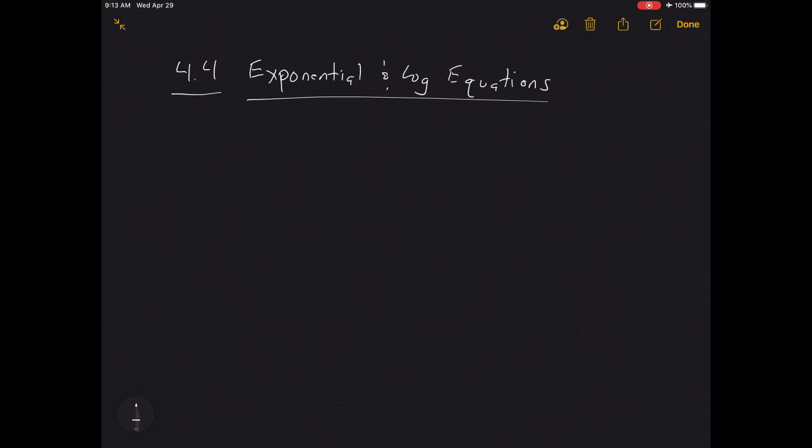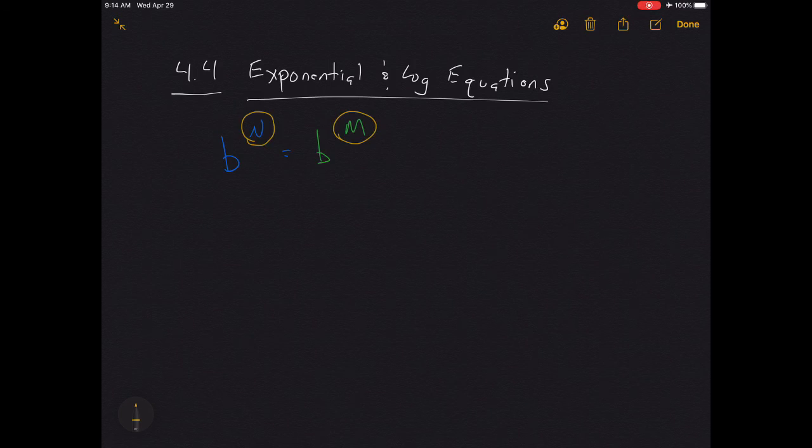Okay, we're in section 4.4, exponential and log equations. So the first thing that we're going to talk about here is something that I hope would logically make sense. If I have an exponential equation that says b to the n power, and I make that equal to another exponential equation, which might be b to the m power, if I set those two things equal to each other, because the bases are the same, in order for this expression to be true, this has to be the same as that.